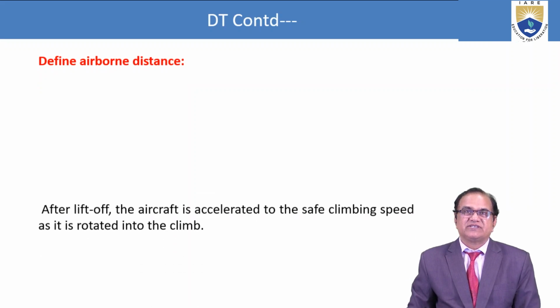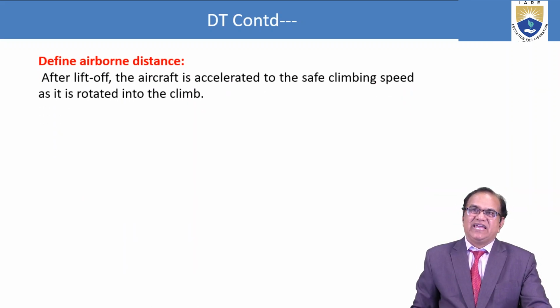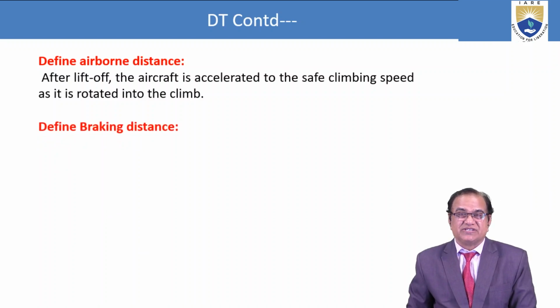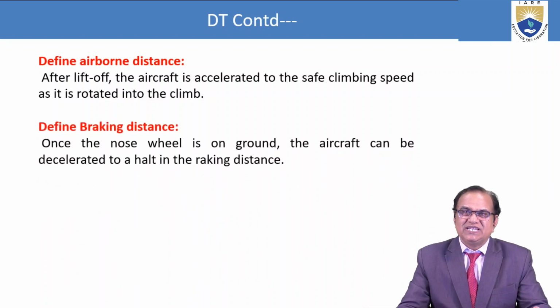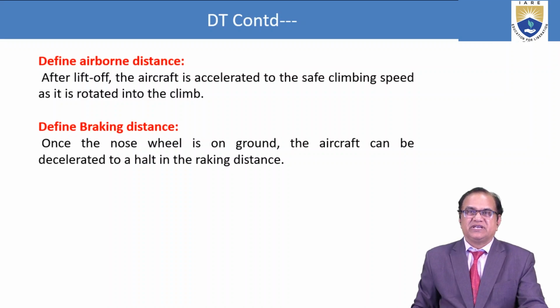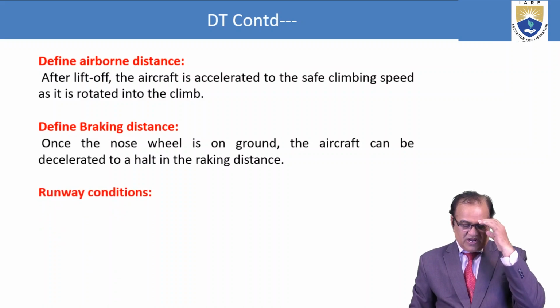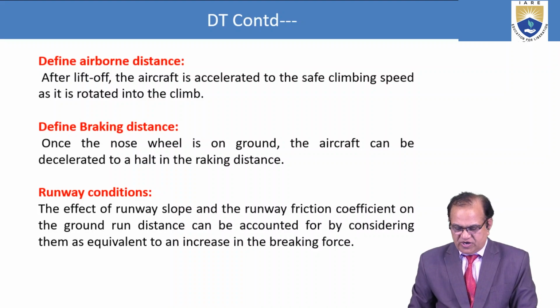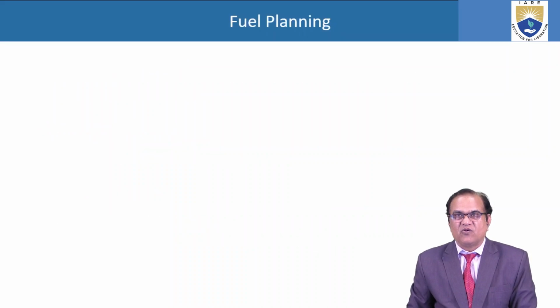Define airborne distance. After liftoff, the aircraft is accelerated to the safe climbing speed as it is rotated into the climb. Define braking distance. Once the nose wheel is on ground, the aircraft can be decelerated to a halt in the braking distance. Runway condition. The effect of runway slope and the runway friction coefficient on the ground run distance can be accounted for by considering them as equivalent to an increase in the braking force.